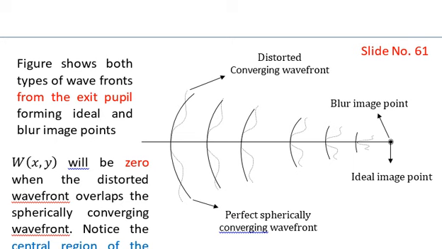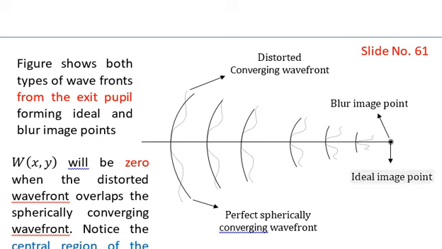Figure shows both types of wavefronts from the exit pupil, forming ideal and blurred image. So you see that the leftmost is our exit pupil and the wavefront is just coming out. You can see that the continuous wavefronts are actually the perfect spherically converging wavefronts. And I have also plotted the dotted wavefronts, or you can say that these are the distorted converging wavefronts with dotted display. We have shown that both of these wavefronts, that is the perfect spherical converging wavefronts and the distorted converging wavefronts, are focusing at a point.